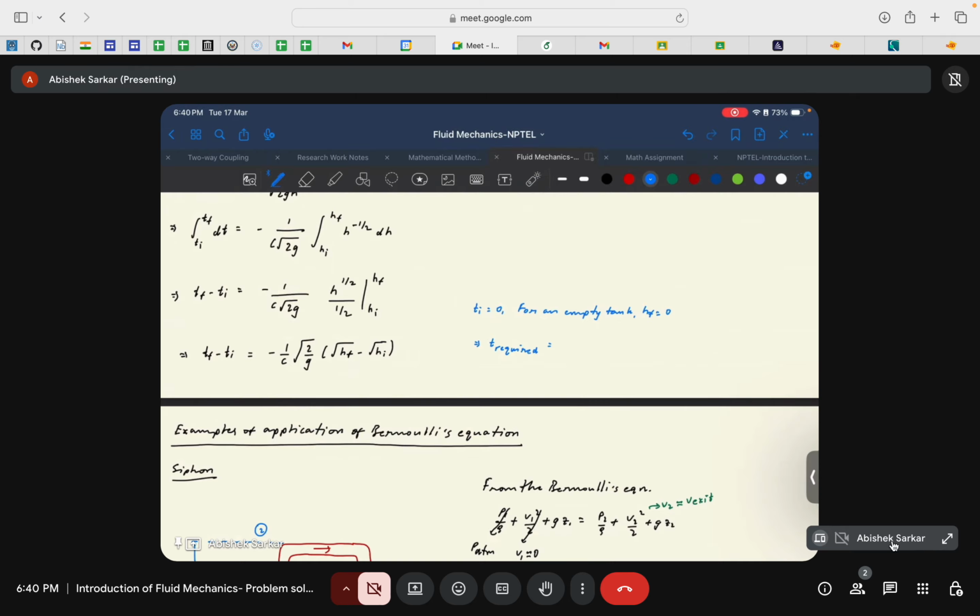would be equal to minus minus, we can cancel out, so 1 by C root 2 G times root HI. Okay, so this will be your final answer, or maybe 1 by C root 2HI by G. Okay, something like this.